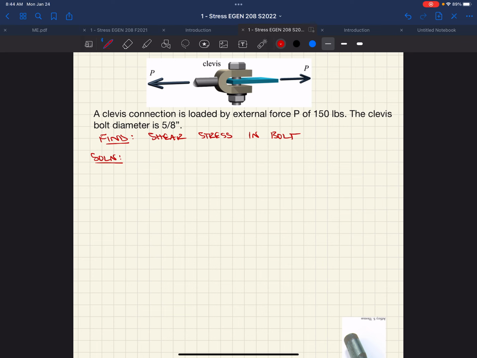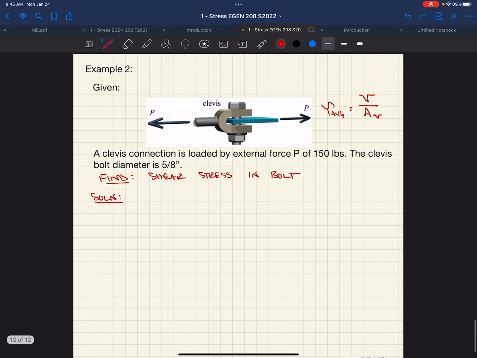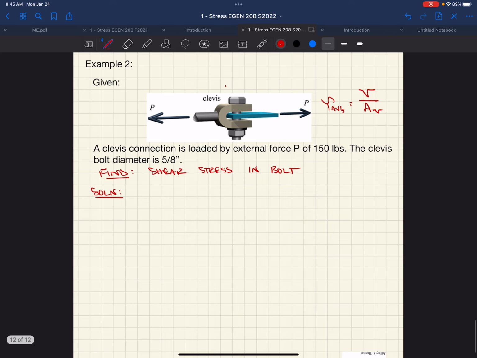Well, we know our shear stress, right? Tau average equals shear force divided by the area over which the shear acts, or the area that's parallel to that applied force. So we're going to start this out. How do we start it? Free body diagram, right? We need to know what our shear forces are, right? What's acting in our bolt, the shear force in our bolt. In order to do that, I'm going to cut out a free body diagram.